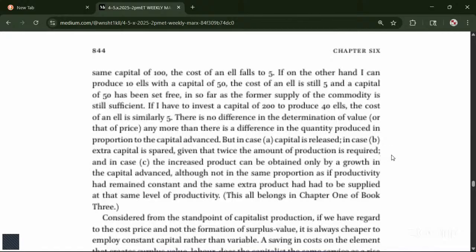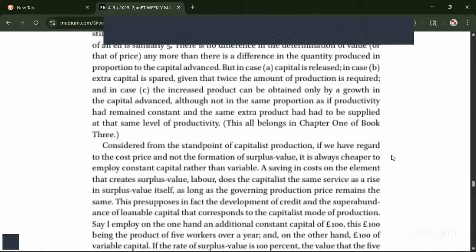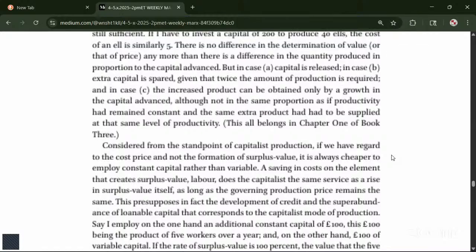Considered from the standpoint of capitalist production, if we have regard to the cost price and not the formation of surplus value, it's always cheaper to employ constant capital rather than variable. A savings in costs on the element that creates surplus value, labor, does the capitalist the same service as a rise in surplus value itself, as long as the governing production price remains the same.